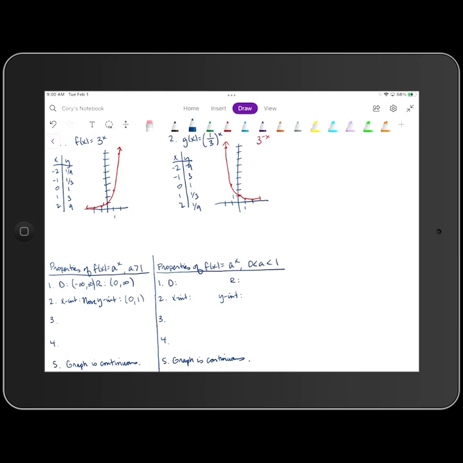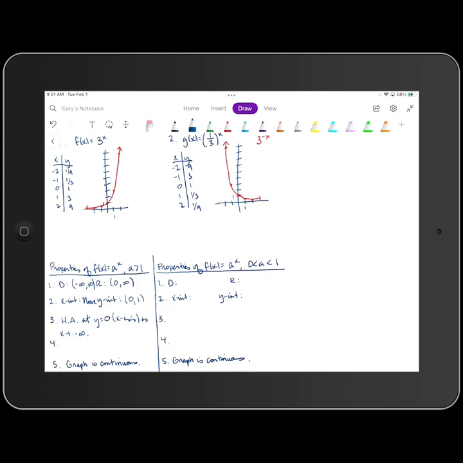Okay, property 3: when we look at the graph on the left, it has a horizontal asymptote at y equal to 0, which is the x-axis. The graph approaches the horizontal asymptote as the x values go to -infinity. So as x, and that arrow is going to mean approaches or goes to, -infinity.